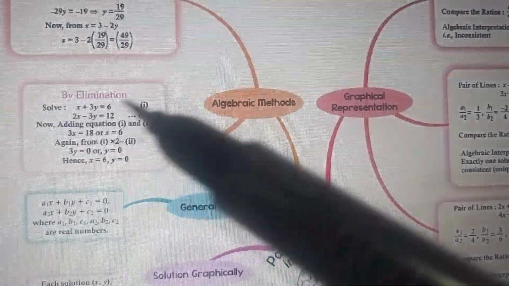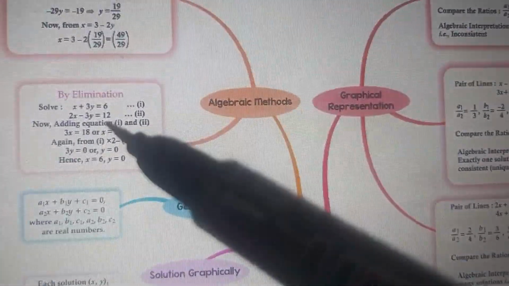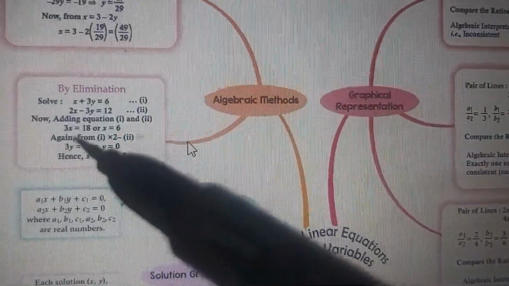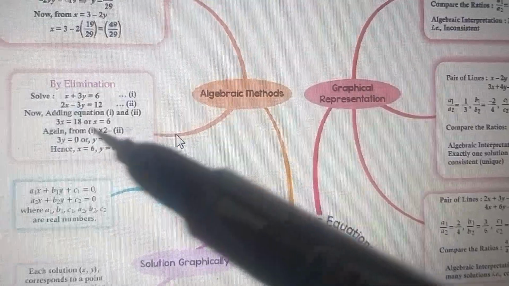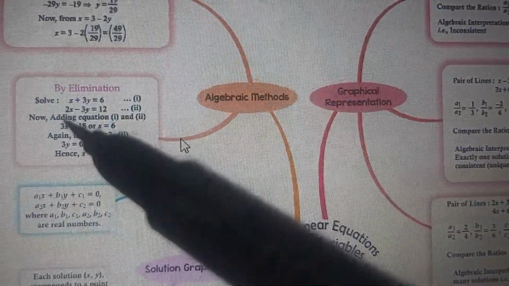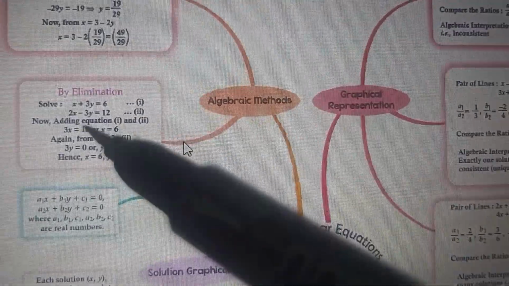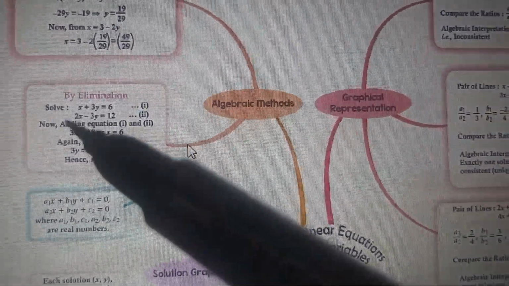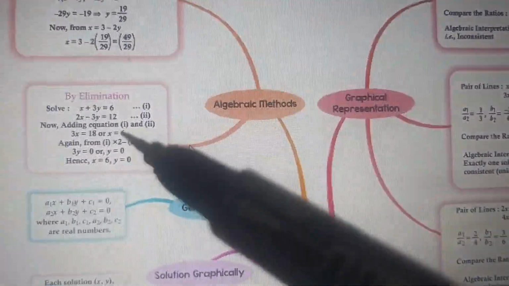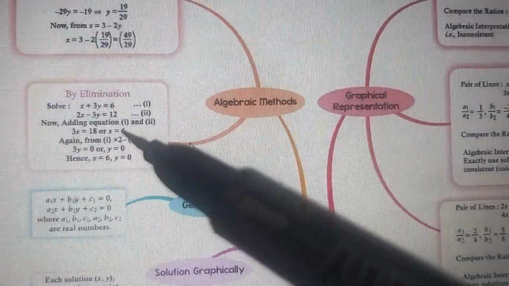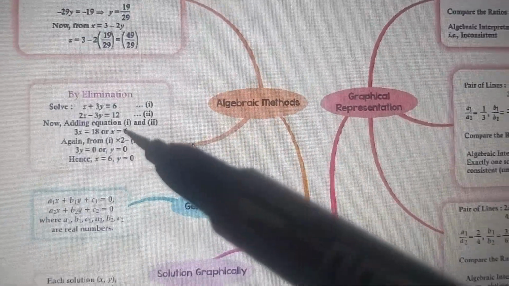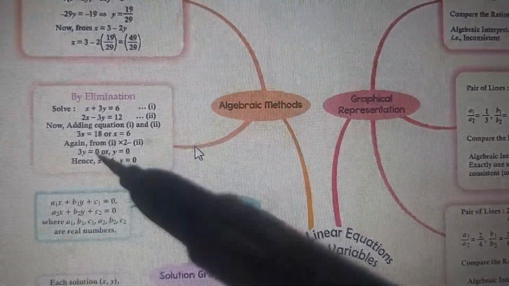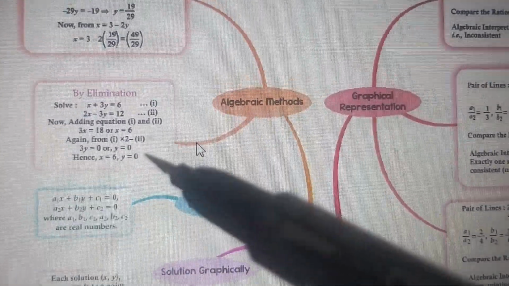Solving x plus 3y equal to 6, 2x minus 3y equal to 12. These two equations are given. For example, now adding equation 1 and 2, we get 3x, and 3y cancels, and 6 plus 12 is 18. We get 3x equal to 18, then x equal to 6. So simply we have obtained the x value. Substitute this x value in any one of these equations, one or two, we get the y value. So this is the elimination method.